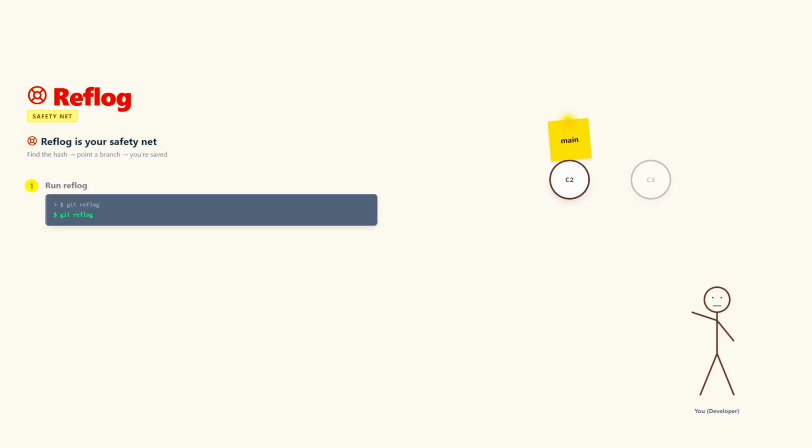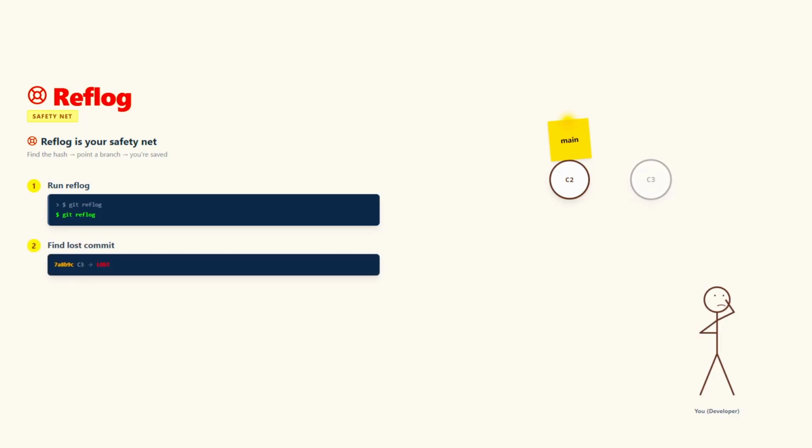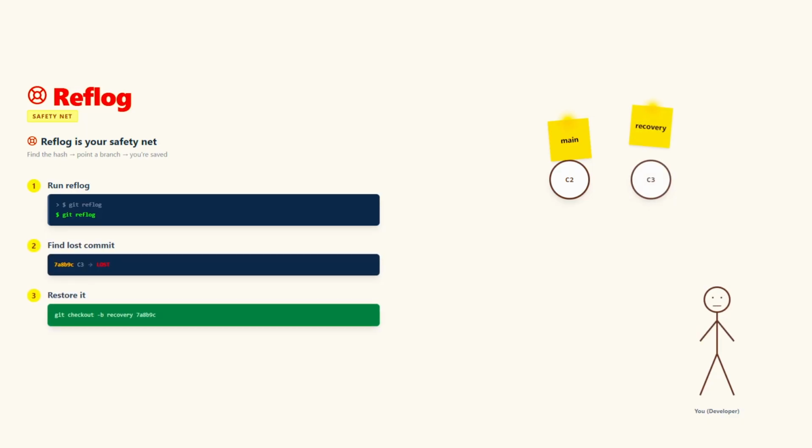One last thing. You made a mistake. You ran reset --hard. Commits are gone. Run git reflog. Reflog records everywhere HEAD has pointed recently. Those lost commits are usually still there. Find the hash, move a branch to it, and you're safe.